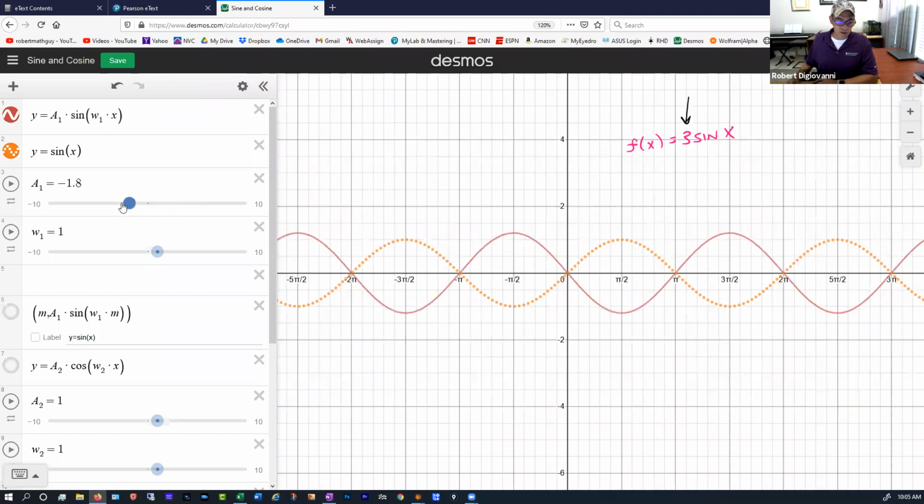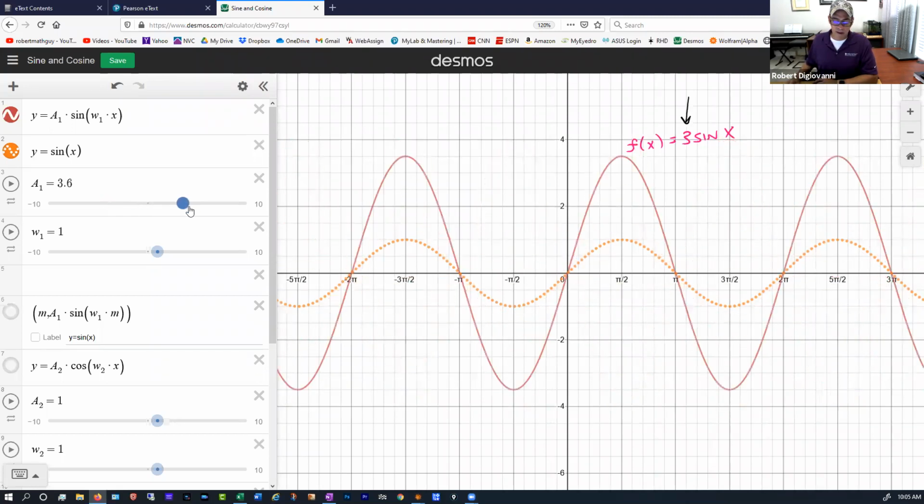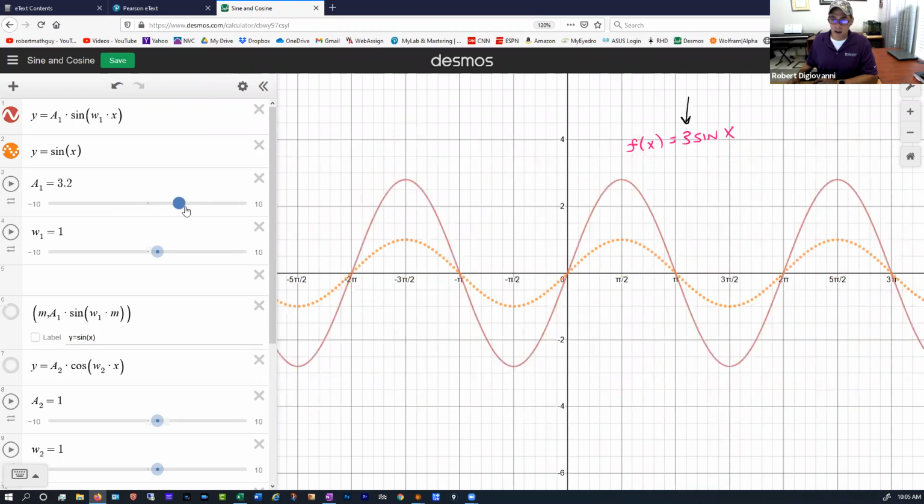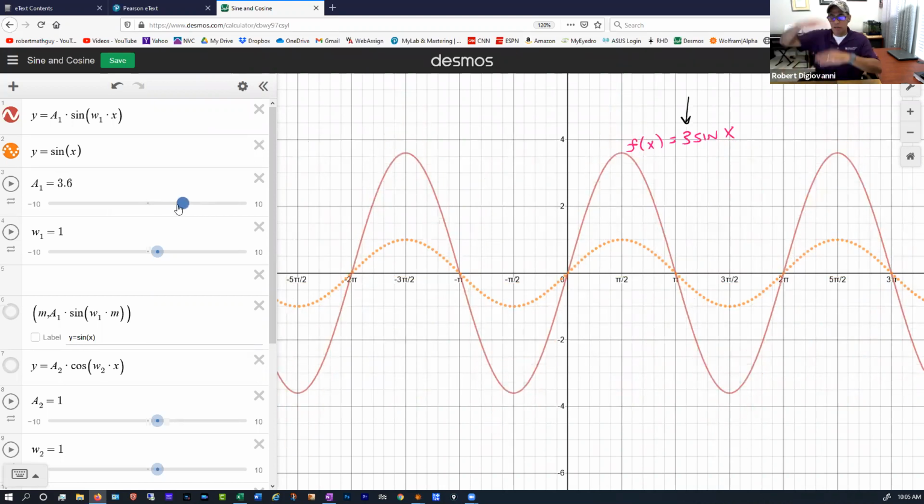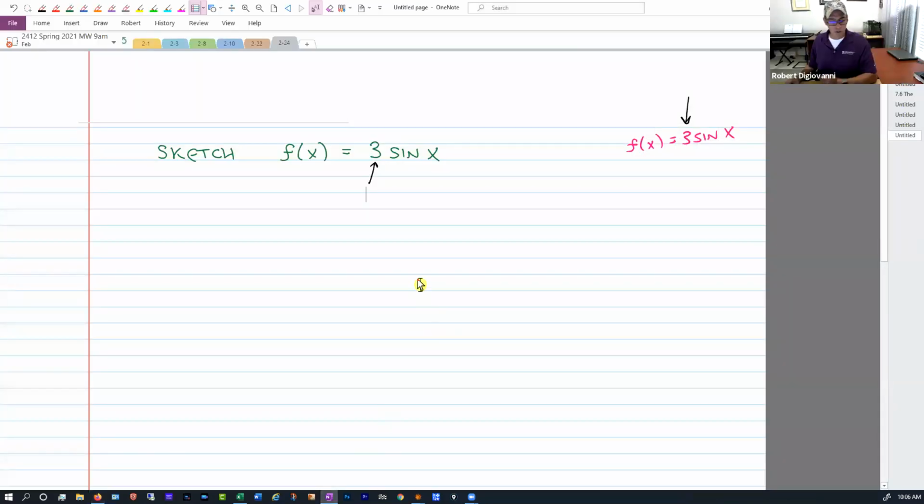So we have a special name for that number that's in front of our sine function, because it changes how high and low, it changes the range of our function. We call it the amplitude of the function. So in general, no, let me sketch this, okay? Let me do this and then I'll get back to the definition.